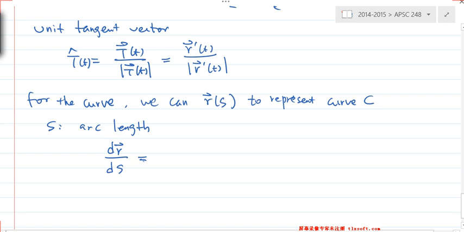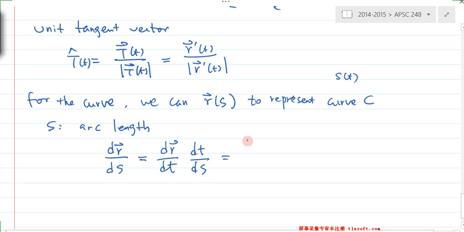Here, I'm going to use the chain rule. This is arc length s, and arc length s could be a function of time t. So if I take dr over ds, I can do dr over dt first, and then put dt over here and ds over here. So you can get rid of these two, you can cancel.